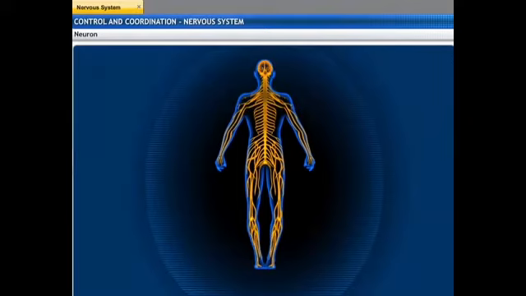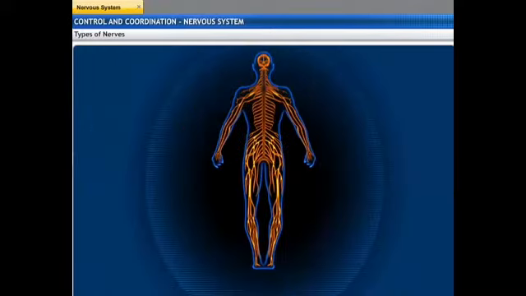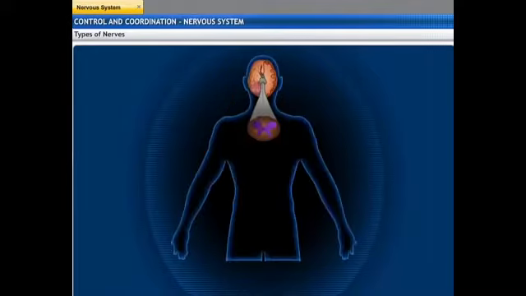In the entire human body, such types of nerves are controlled and coordinated so that proper functioning ultimately takes place. This is one kind of wiring, just as for the telephone. Exactly in a similar way, such kind of wiring is there in the entire body. Let us understand the types of the nerves.